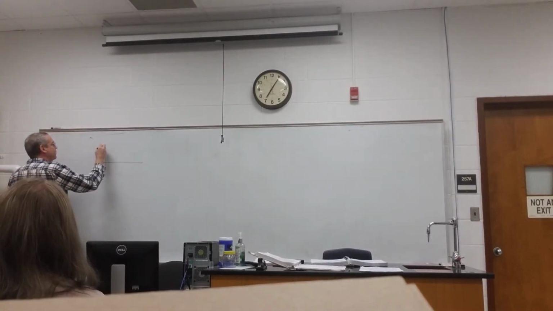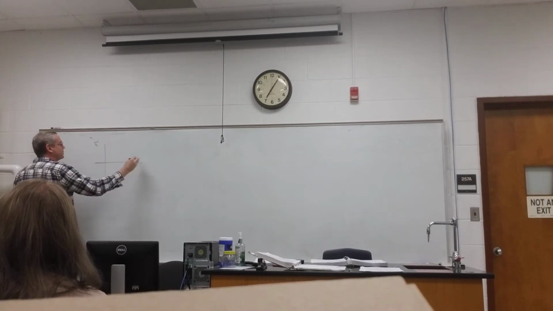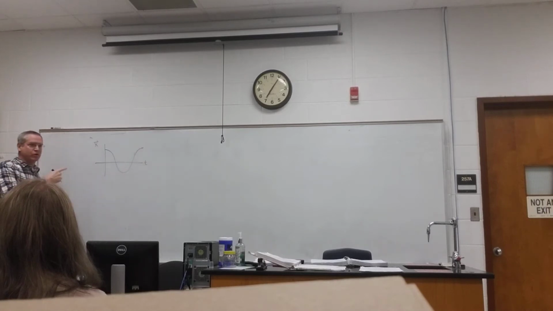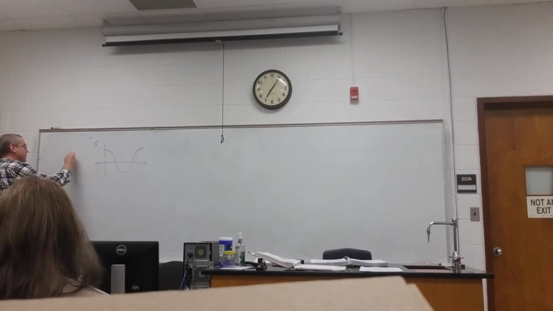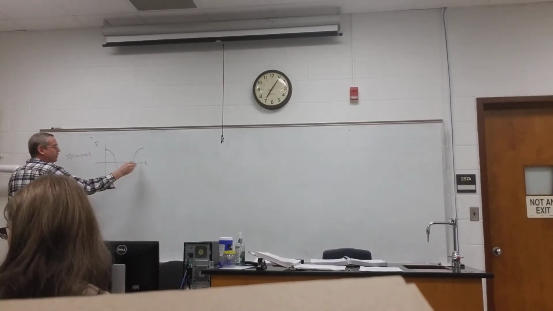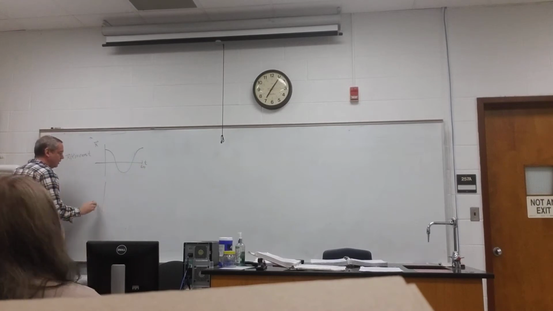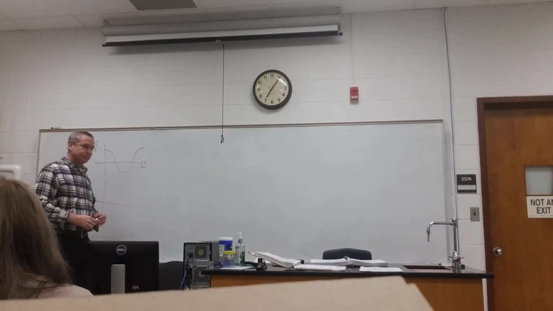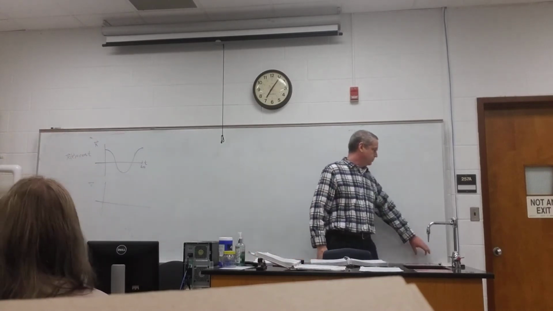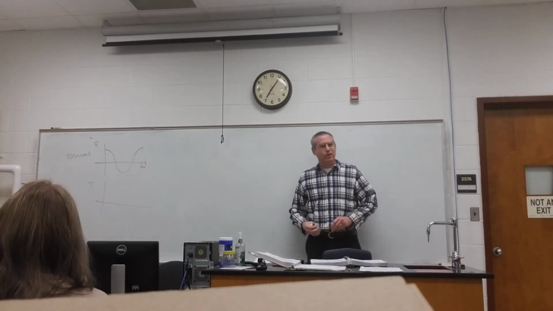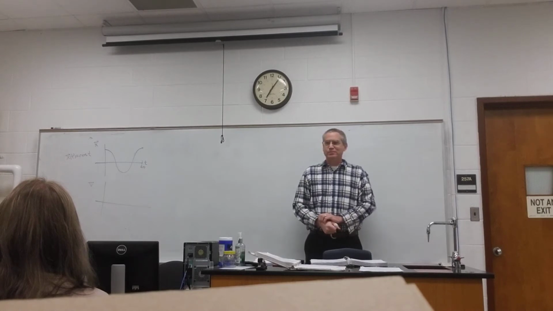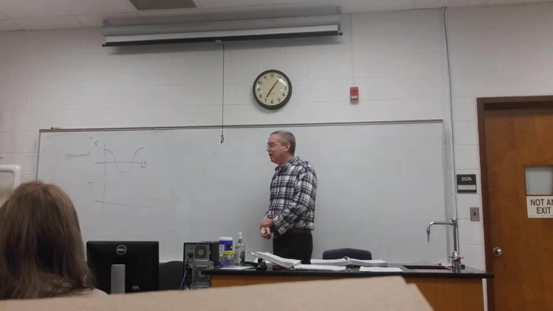So if I have a position versus time graph, this is a cosine curve. x of t equals cosine of t. That would be 2 pi. What does the velocity graph look like? What is the relationship between a velocity graph and a position graph? Is it the slope? It is indeed the slope.